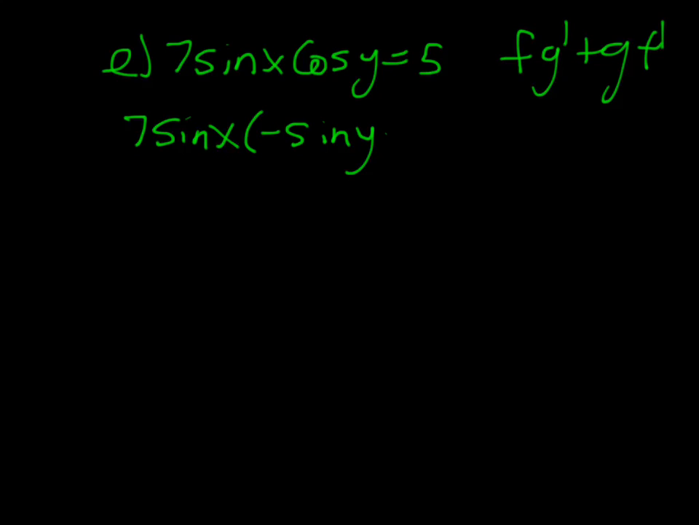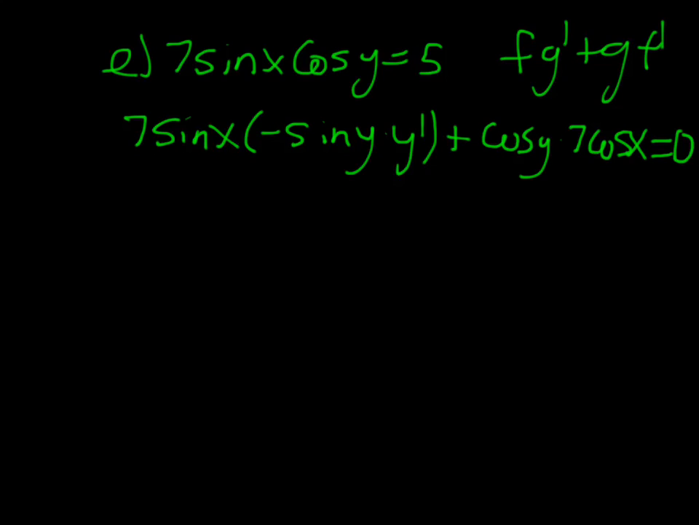So y prime comes outside, so that's my u prime. Then I have the plus, so g is just cos y. And then we have the derivative of 7 sine of x, just 7 cos of x, and that's going to be equal to the derivative of 5 with respect to x, which is 0.